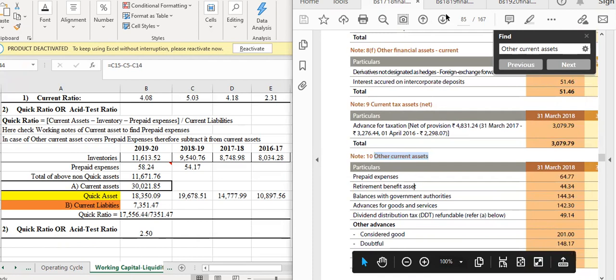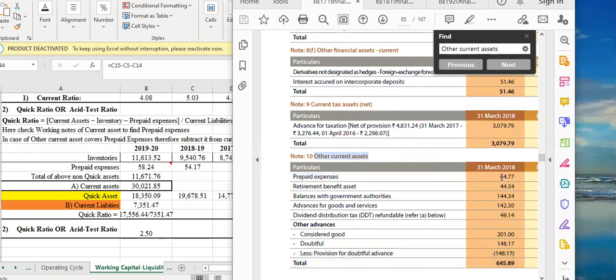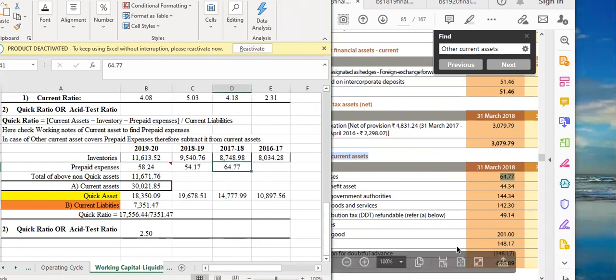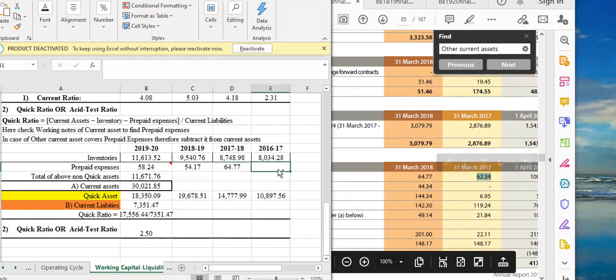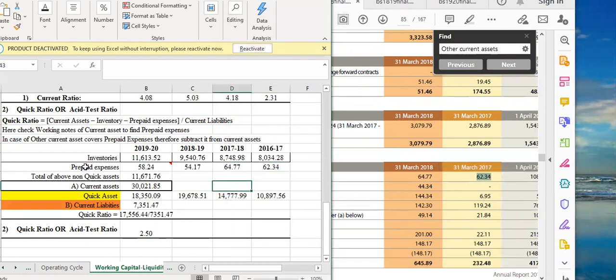Okay, note number 10, you can see it is given here retirement benefit expenses, balances. These all things we will ignore because as per the accounting they have recorded prepaid expenses here. Okay, so here it is 64.77. So I will copy the same amount here. And for the 17, it was 62.34. Done.